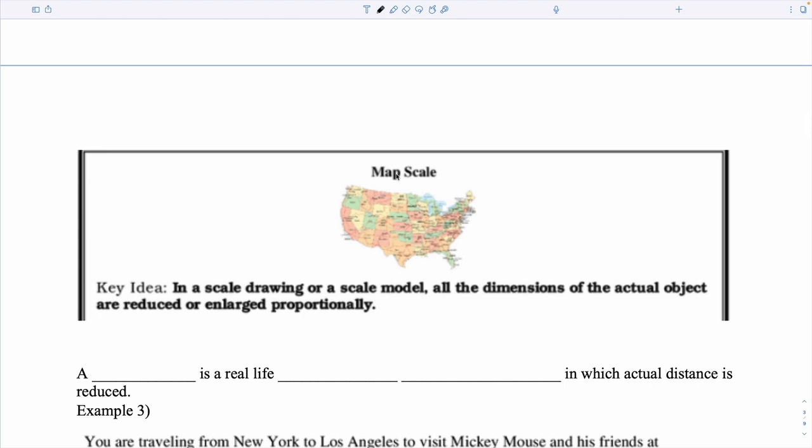Maps use this thing called scale models, and that's the stereotype of what you actually use this for in the real world. Yes?